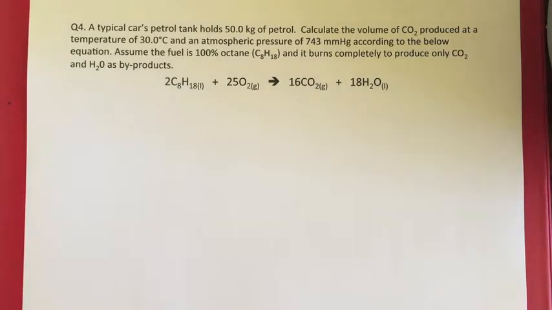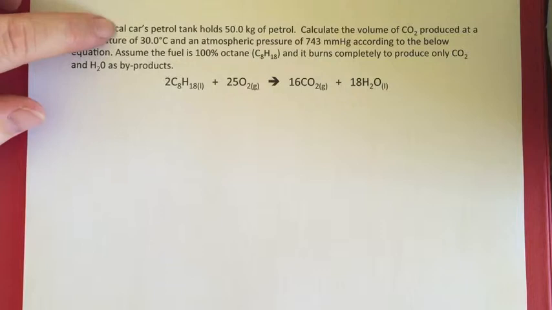A car's petrol tank holds 50.0 kilograms of petrol. Calculate the volume of carbon dioxide produced at a temperature of 30.0 degrees and an atmospheric pressure of 743 millimeters mercury according to the below equation. Assume the fuel is 100% octane, which is this one here, and it burns completely to produce only carbon dioxide and water as byproducts. Okay, so again, let's go through our question.